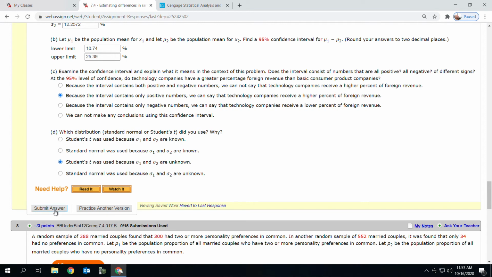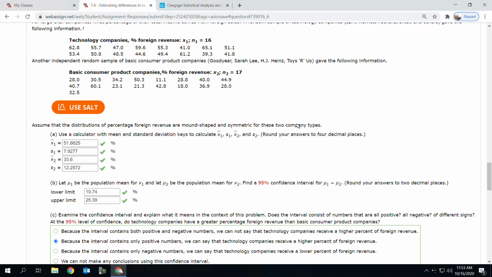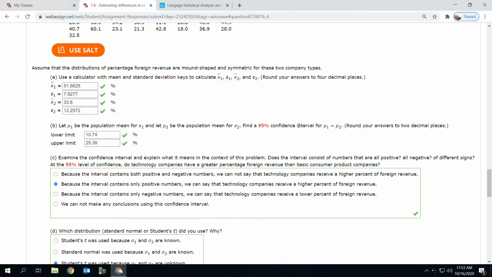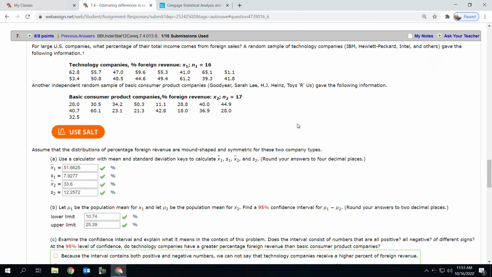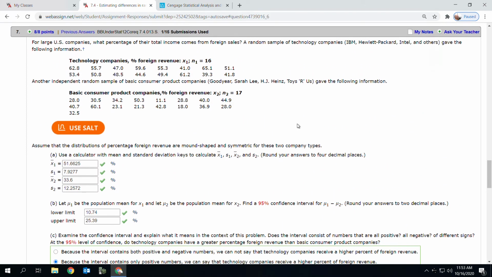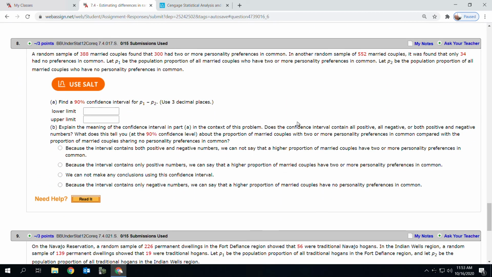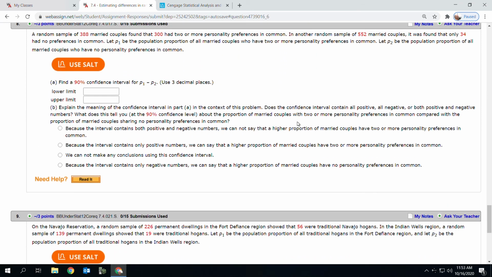I'm going to submit. And just to show you that the answers are correct, let me pan through here. This is how you would do the SALT. If we are comparing proportions, let me jump down. This one's fine here.